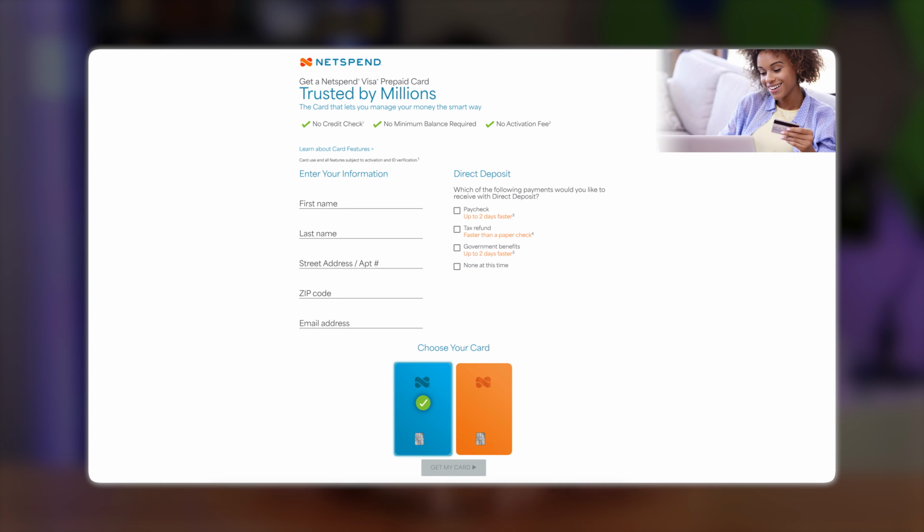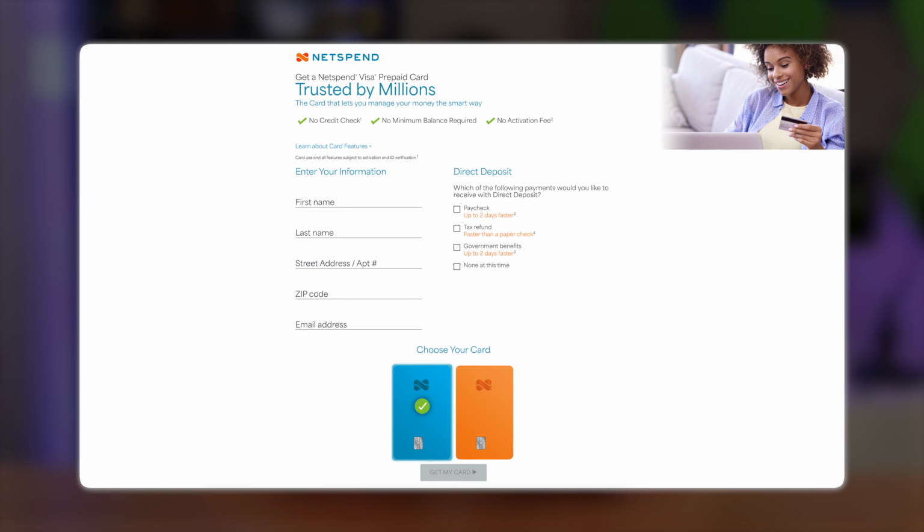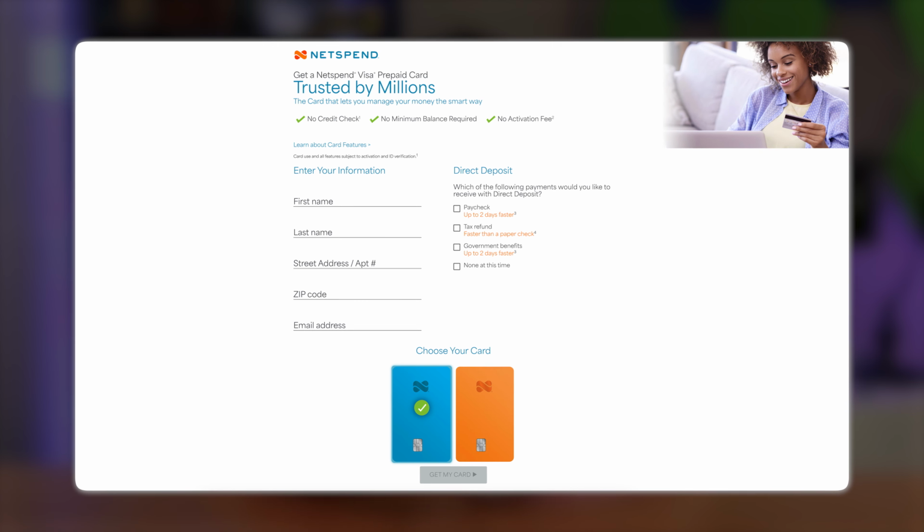If you're considering pay card options, QuickBooks partner company Intuit has teamed up with Netspend to provide the Netspend Visa prepaid card exclusively for Intuit full-service payroll customers.